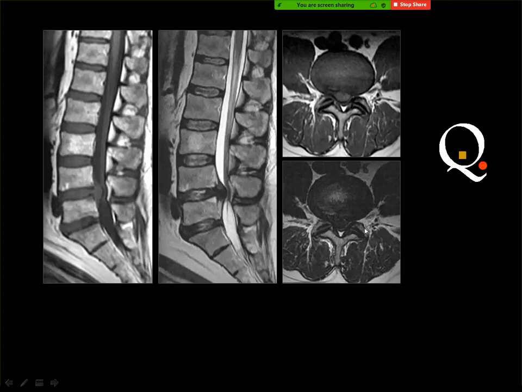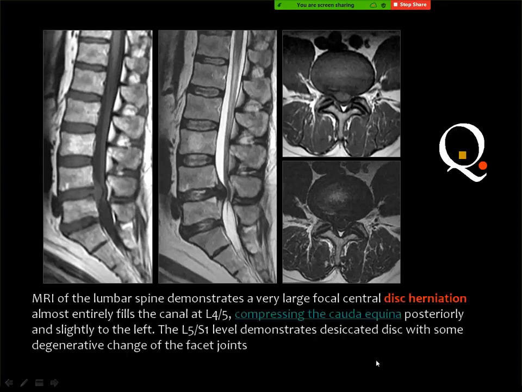If you look carefully, this foramen is more or less patent, but this foramen is almost totally obliterated. The thecal sac is markedly compressed. And this is, of course, a disc herniation even without the axial images, because the disc is extending above the vertebral end plate below and also below the vertebral end plate above. In the sagittal image, you can see that the herniating disc is reaching the bone at the back of the spinal canal.